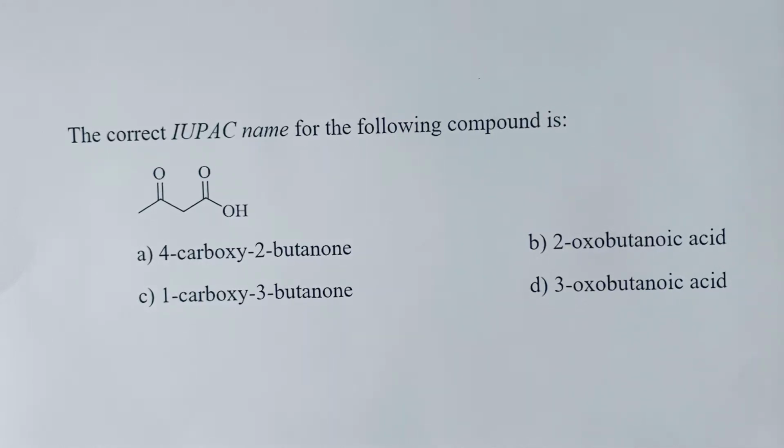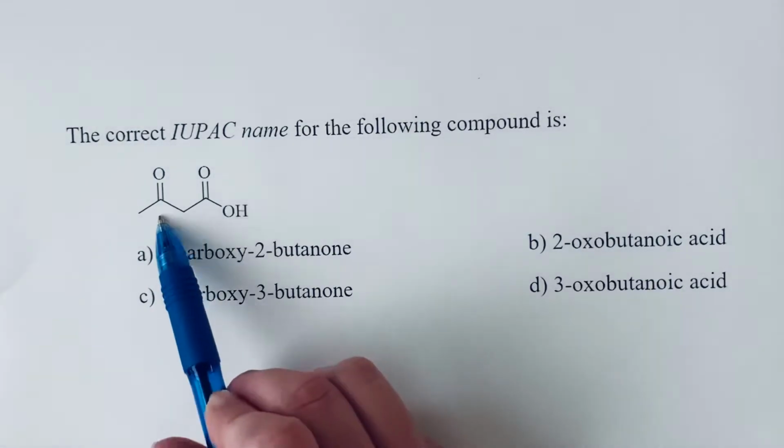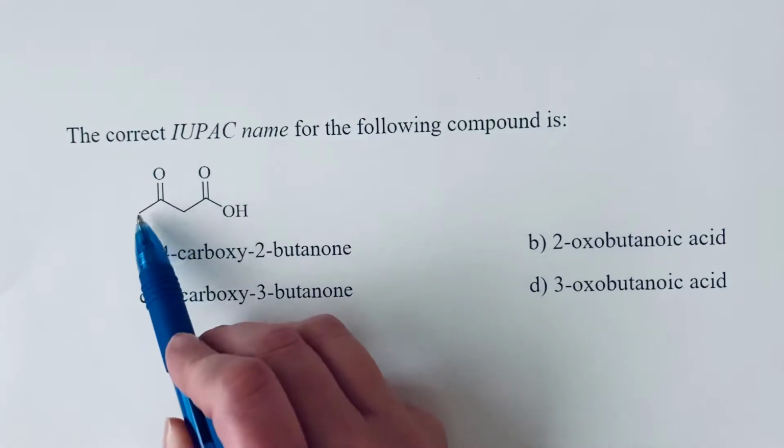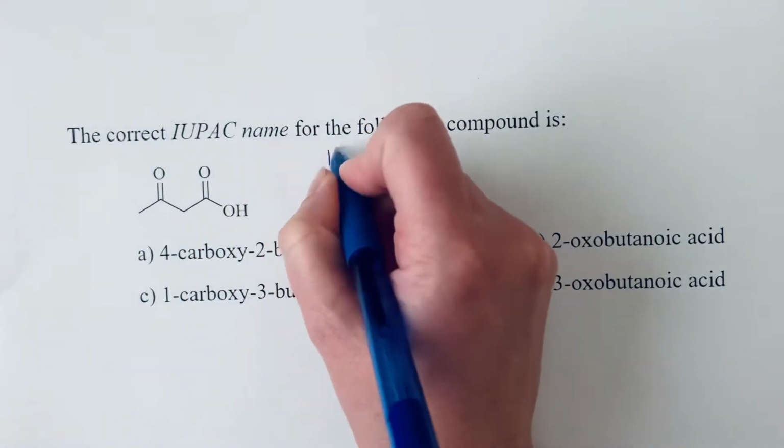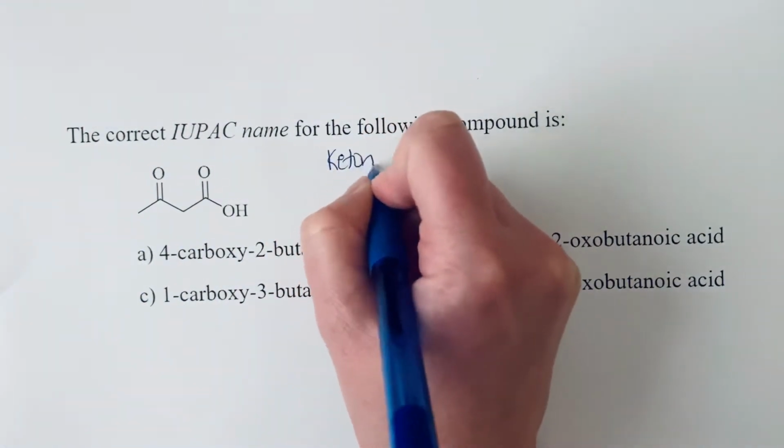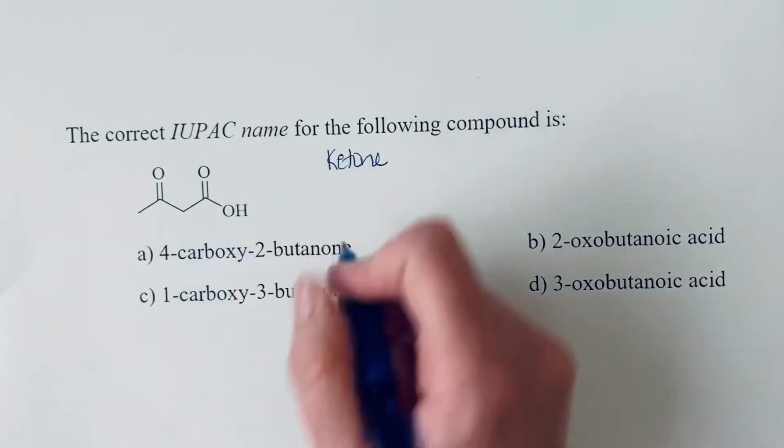The correct IUPAC name for the following compound is... So what we see in this molecule is that we have two different functional groups. We have a ketone and we have a carboxylic acid.